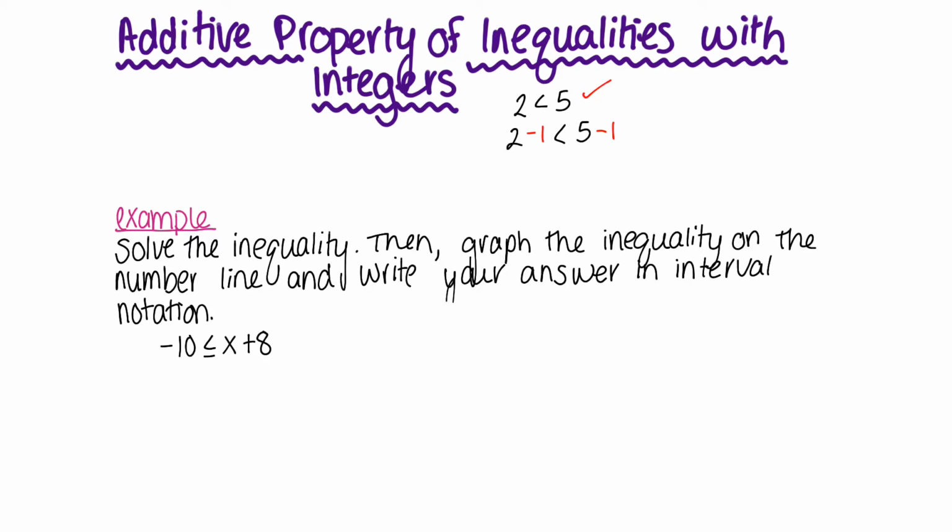And I could do the same thing with adding 1 on both sides of my inequality. 2 plus 1 is 3, 5 plus 1 is 6, and 3 is less than 6. So the trueness of my inequality has remained the same. We can use this property to solve inequalities that involve variables.